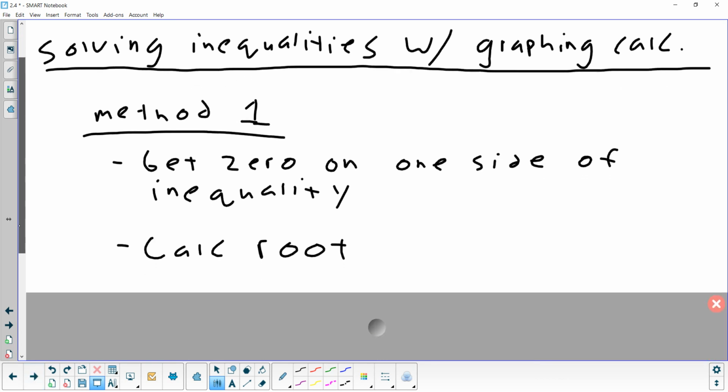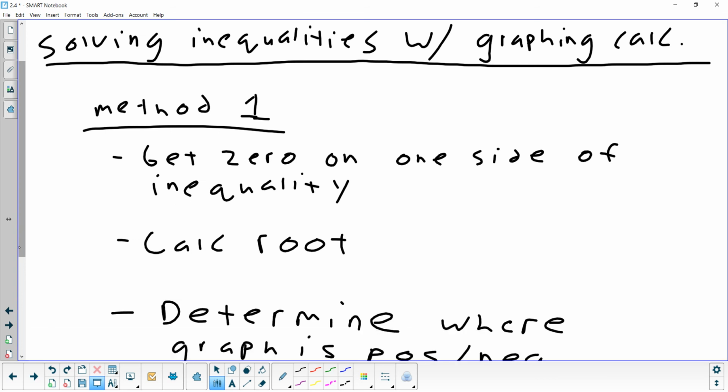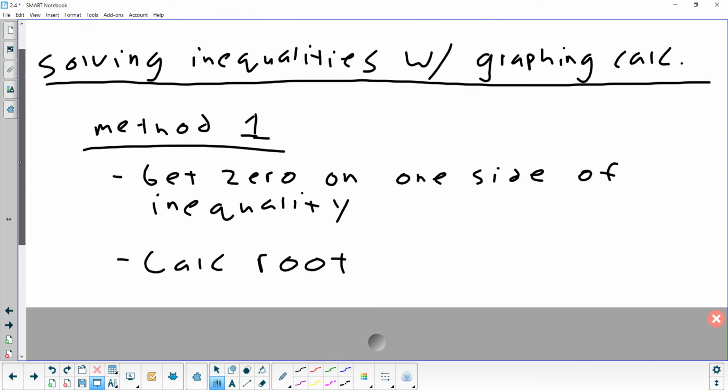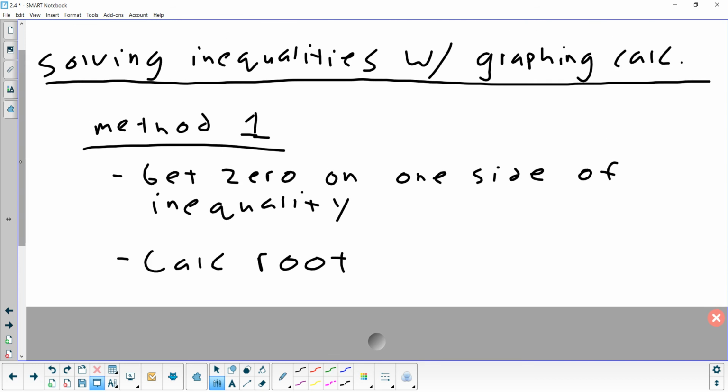Okay, so let's try this. All right, so method 1 involves calculating the 0, calculating the root, and then once you know where a graph is 0, it's very easy to determine the answer from there. Because if I give you a problem like this, 2x is greater than 10. And the directions here say to get 0 on one side if we're going to try to graph it. Okay, so 2x minus 10 is greater than 0. So what I would do is look for where it's exactly 0. Calculate the root. In this case, it's at 5.